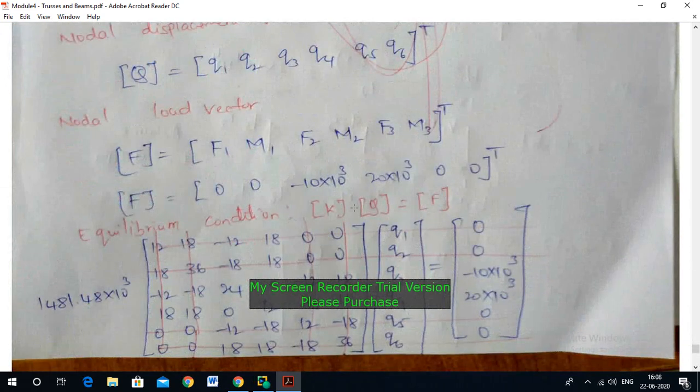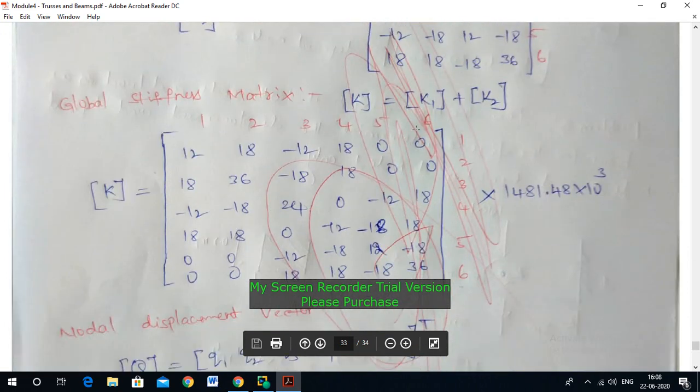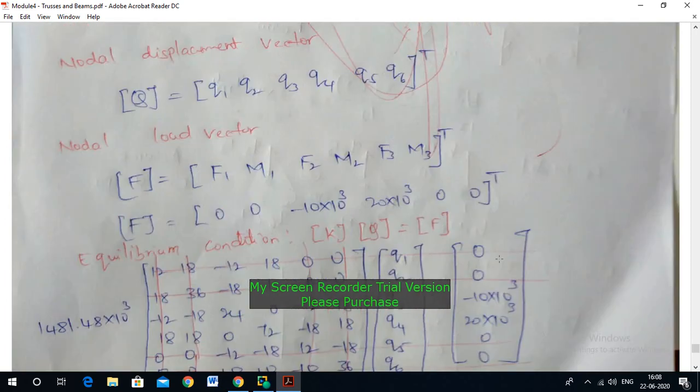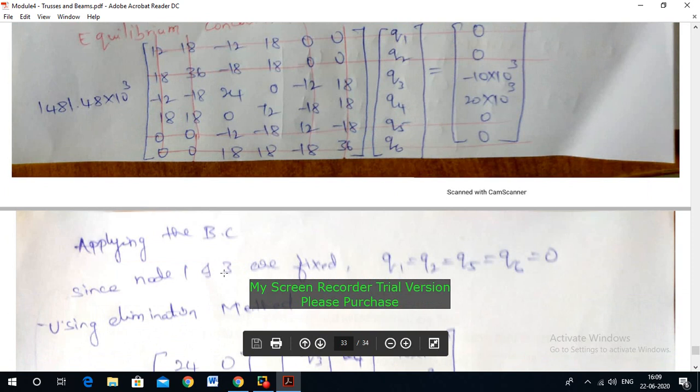Next, equilibrium condition KQ is equal to F, where K is the global stiffness matrix. Copy the same values of the 6 cross 6 symmetric matrix that I obtained here, into 1481.48 into 10 power 3. Therefore, apply the boundary condition. Since node 1 and node 3 are fixed, the nodal displacements Q1 Q2 equal to 0, and Q5 and Q6 equal to 0. Using the elimination method, eliminate first row first column, second row second column, and fifth and sixth rows and columns.